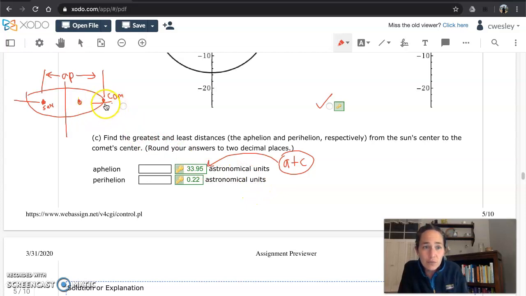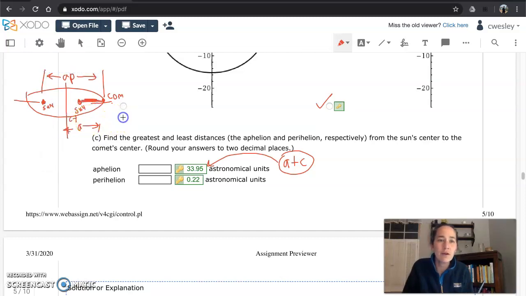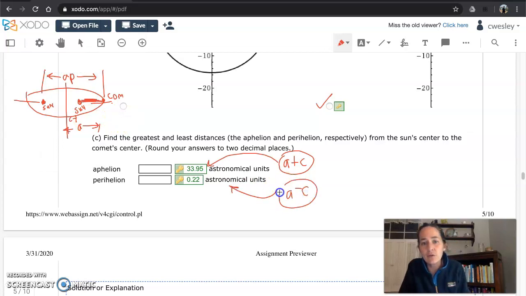The closest it could be is if the comet's here and the sun is at this focus. This is the shortest distance right there, and it's going to be all of A take away all of C. Whew, messed that up there. So A minus C actually is going to be the closest it could be. We're going to use that, like I said, in the very next problem. So I just used the A and C from the numbers that I got above.